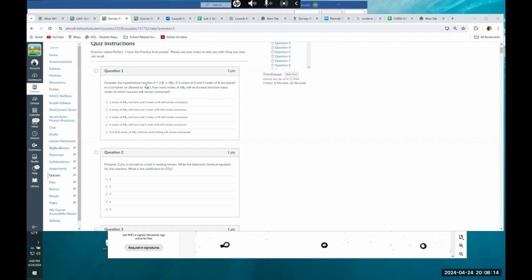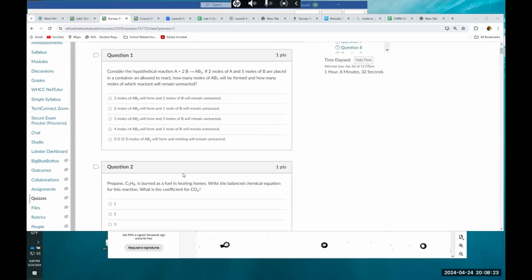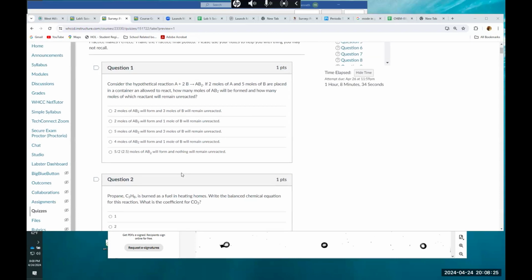Okay. So we have a balanced chemical equation. Do I need to make this bigger? Because I can hardly see it. Yeah, like that. That's better.